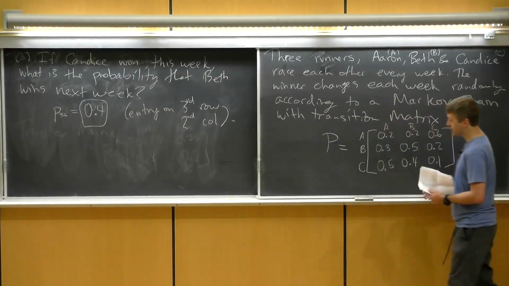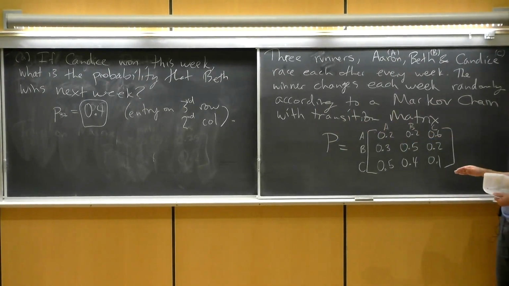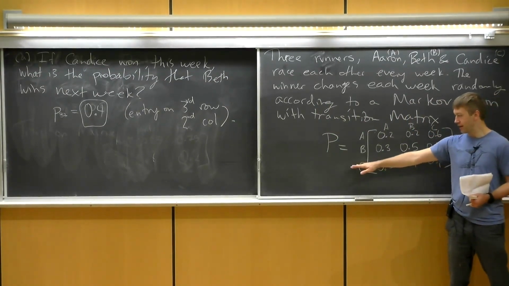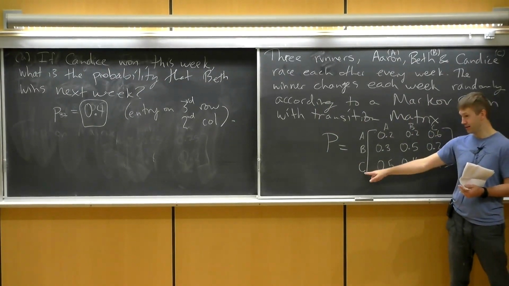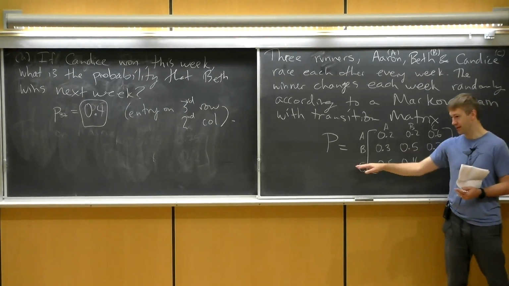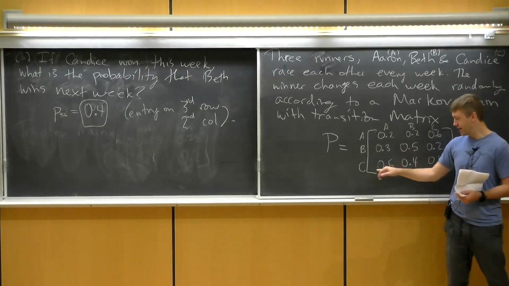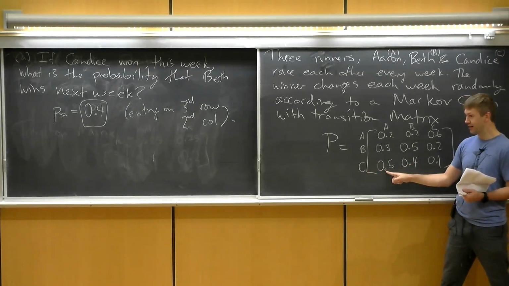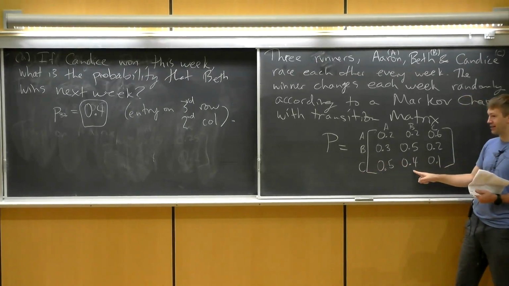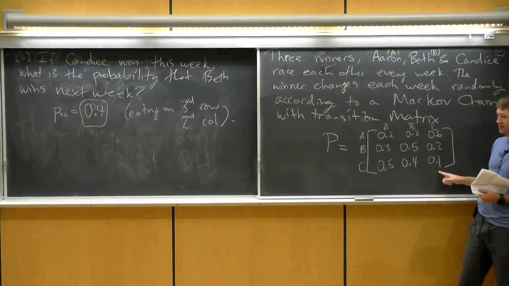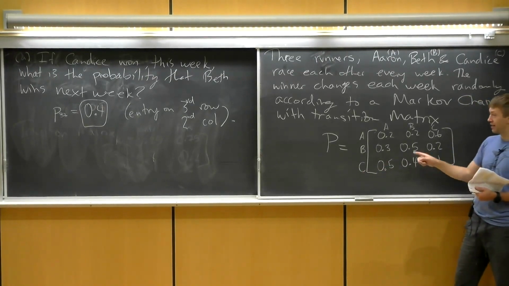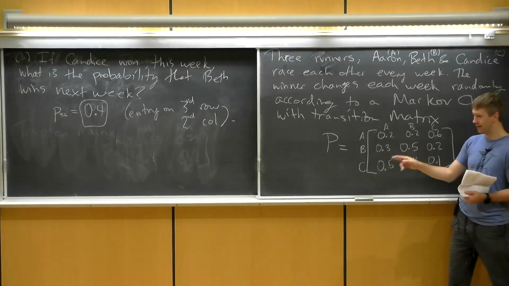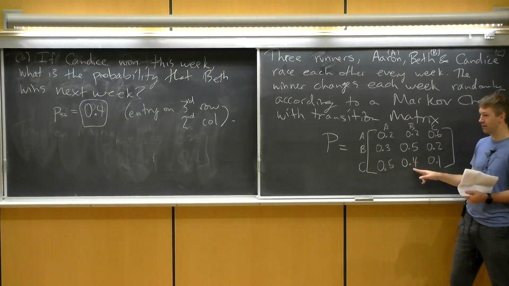So that's just interpreting what this matrix means. This row means we're assuming Candace won this week, so we're on the row for C. These probabilities are, if Candace won this week, the probability Aaron wins next week, the probability Beth wins next week, and the probability Candace wins next week. So given that Candace won this week, what's the probability Beth wins next week?